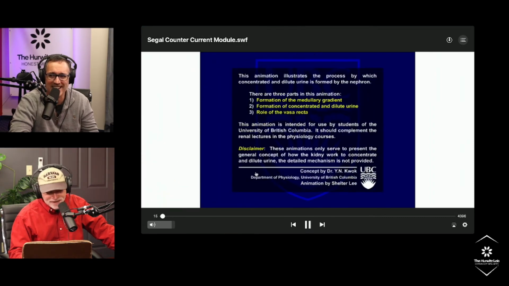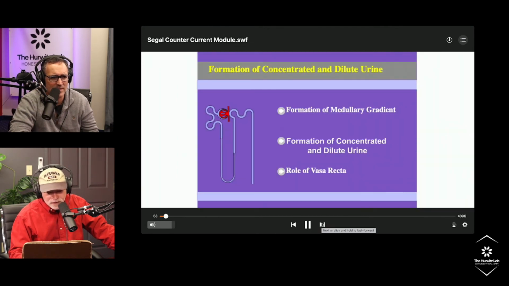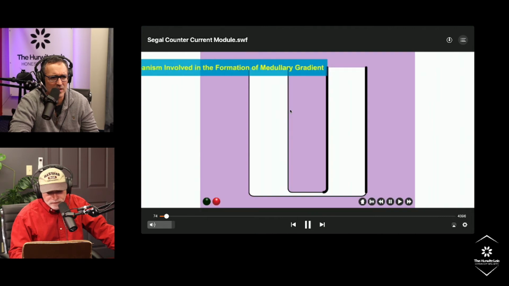So there's already some nice animation rolling in, talking about, again, 3 parts. The medullary gradient, how does it get started? Okay, when you're born or whatever. And then, how do you make a concentrated and dilute urine, and the role of the vasa recta, and also there's urea recycling in here. So it pretty much has all the pieces. So let's have a look at it here. Roll out of the way here. And here they are. Formation of concentrated and dilute urine. Here are the 3 things we're going to do. And there's our nephron. So let's just go with formation of the medullary gradient.